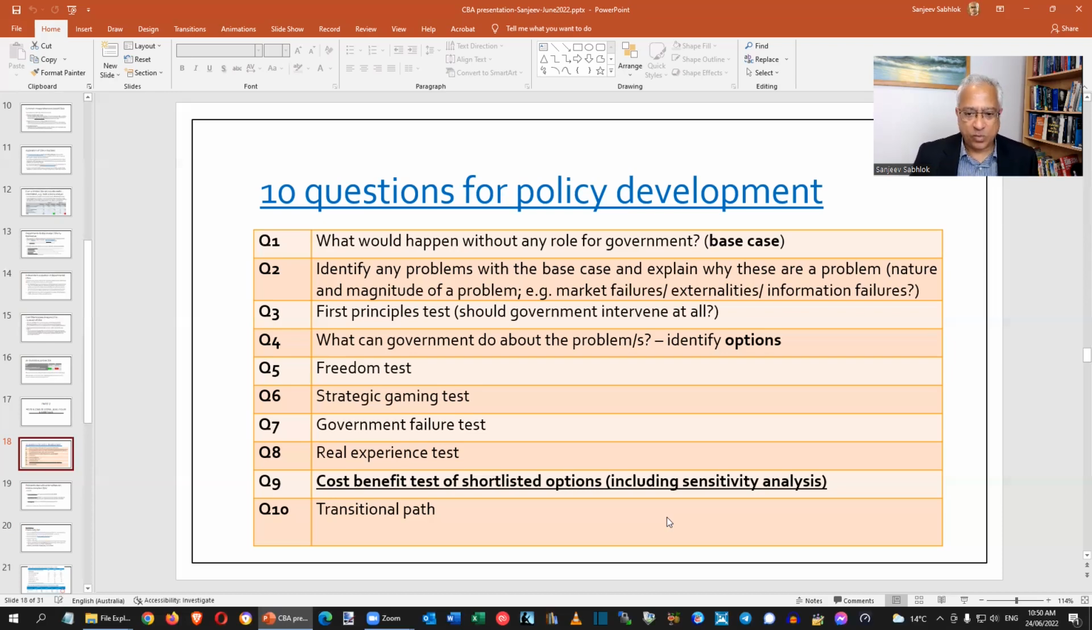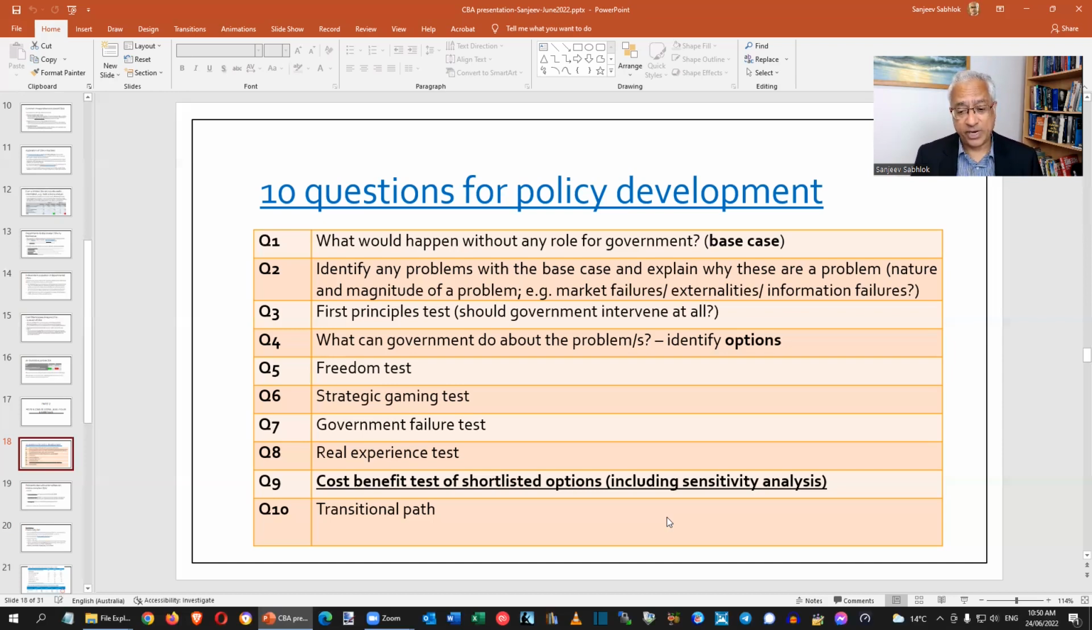And that kind of thing will then, out of the 10 options that we identified in question number 4, leave us with perhaps 2 options that we want to consider for a proper cost-benefit analysis. That's when we go into question 9. That's when the CBA comes in. It is not the first question. It is the second but last question.